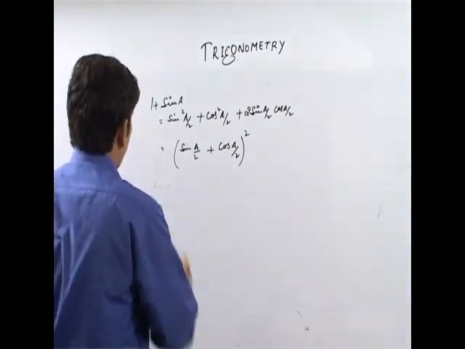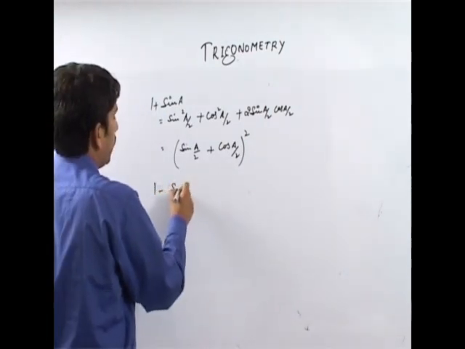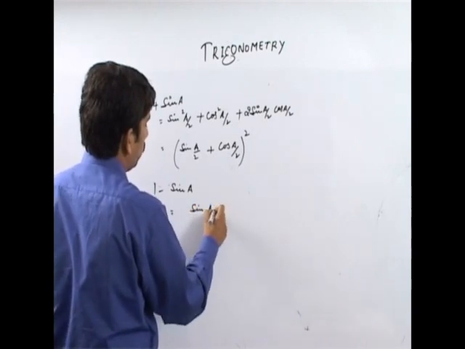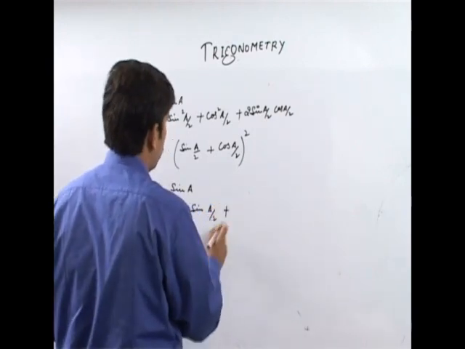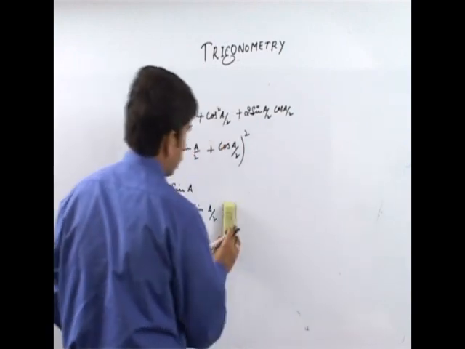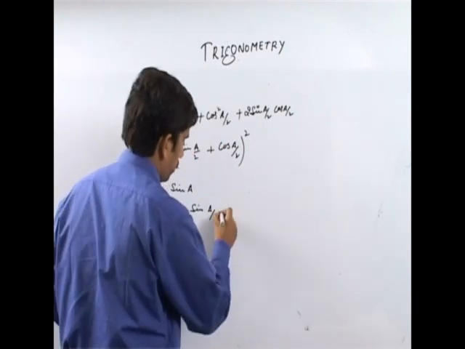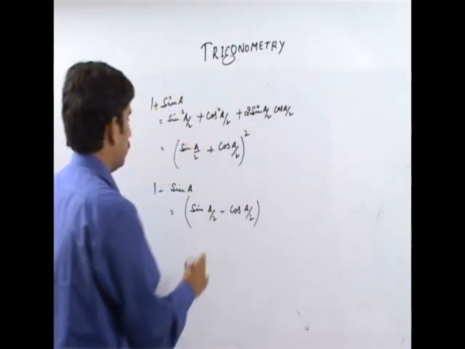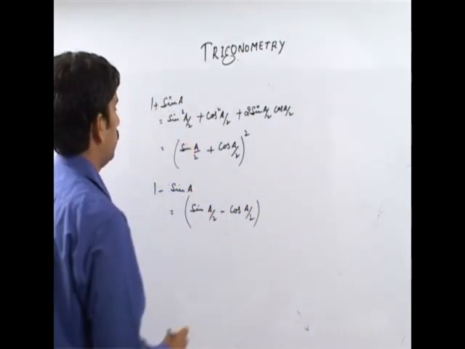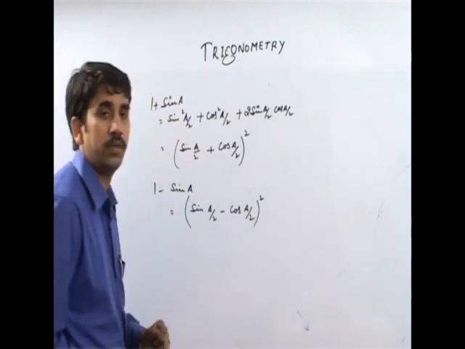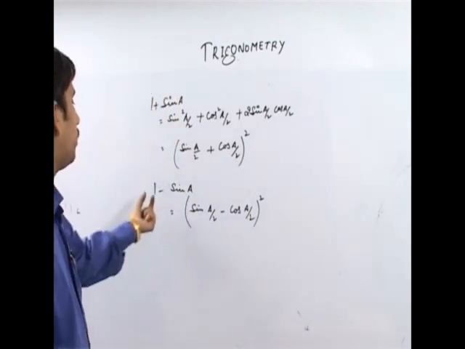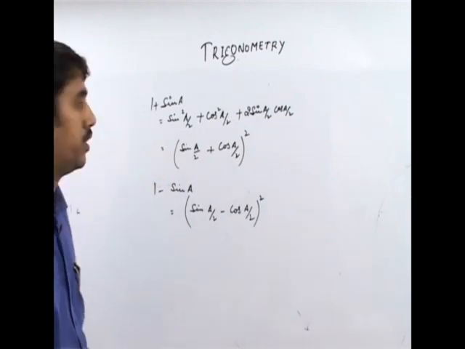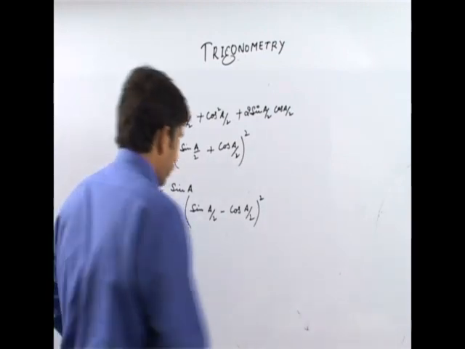In a similar pattern, you can write 1 minus sin A is equal to sin A by 2 minus cos A by 2, the whole square. And if it is under the root, then you will write plus minus outside the bracket.